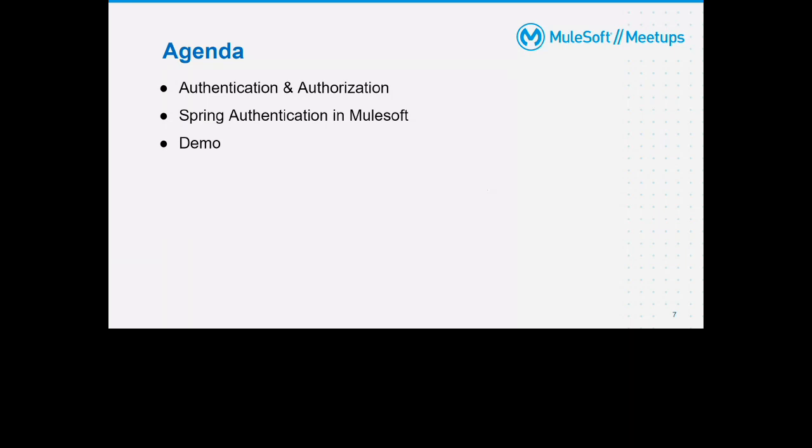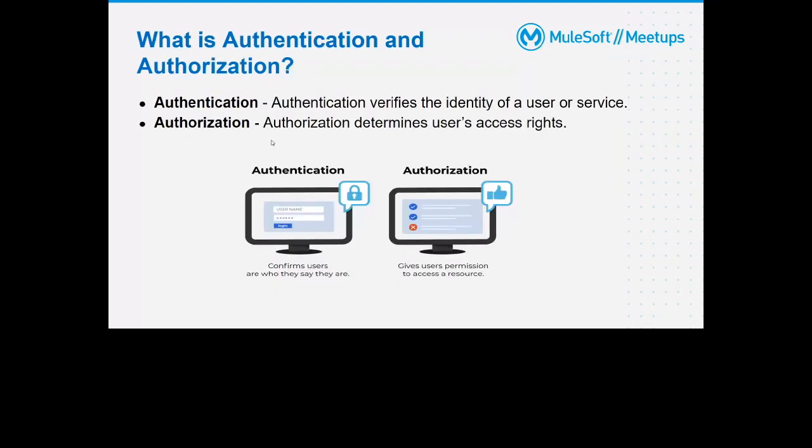So let's talk about authentication and authorization. What is authentication and authorization? Authentication is a term by which we can verify whether a particular identity is authenticated to access a particular environment or not. And authorization is whether that particular person has the access or rights to access those particular documents or whatever it is. So this is basically authentication and authorization.